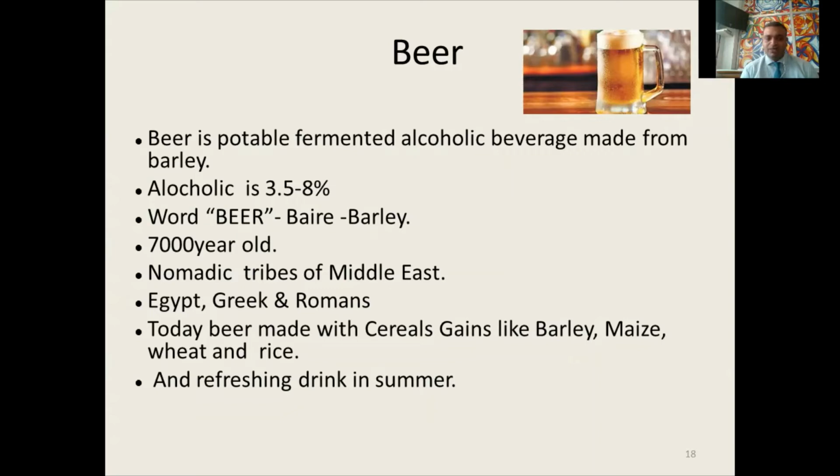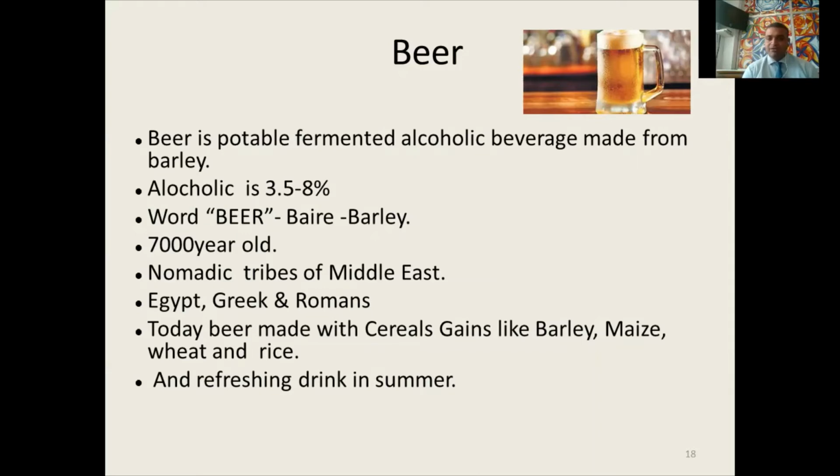I repeat, beer is a potable fermented alcoholic beverage made from barley. Barley is a grain which is taken and fermented. From the fermentation, you get an alcoholic beverage known as beer, which is safer to drink. Generally the alcohol content will be 3.5% to 8%. Sometimes it can be higher, going up to 12-13%, not more than 14%.